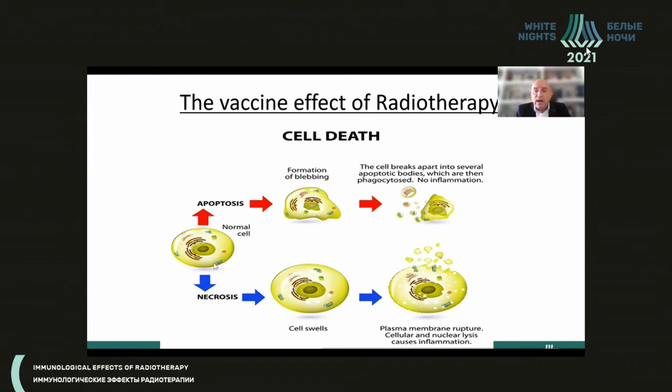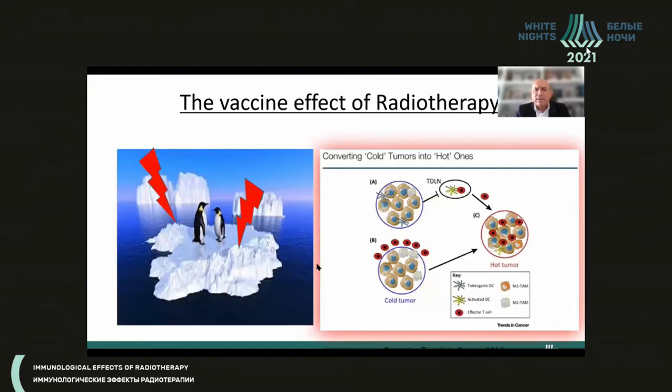But when we give high doses of radiotherapy, when we use high dose per fraction, for example, using SBRT, the cells die by a mechanism of necrosis, with explosion of the plasma membrane by a sudden rupture with a nuclear lysis that causes a strong inflammation, and this enhances the immune response against the tumor. This is what we call the vaccine effect of radiotherapy. And this vaccine effect of radiotherapy converts cold tumors that are not responsive to immunotherapy into hot ones, more responsive to immunity.